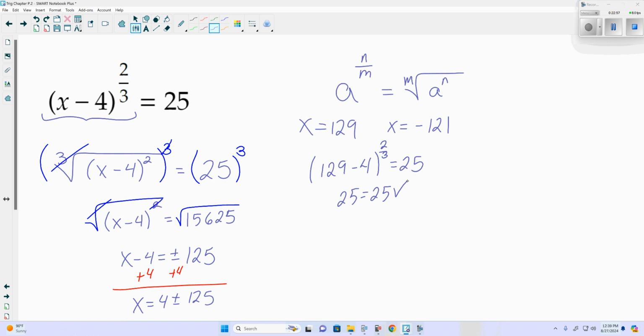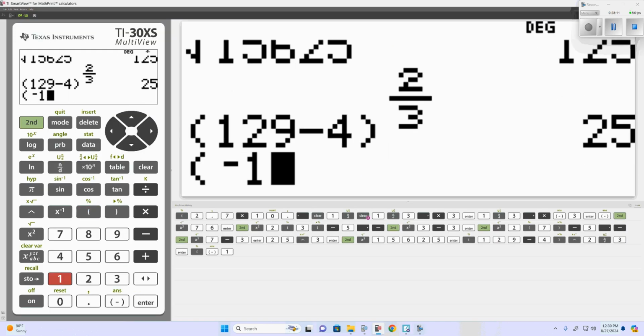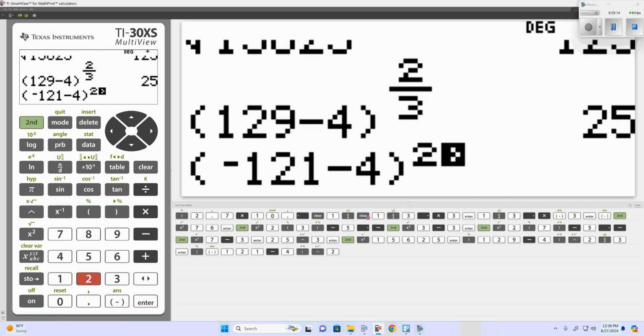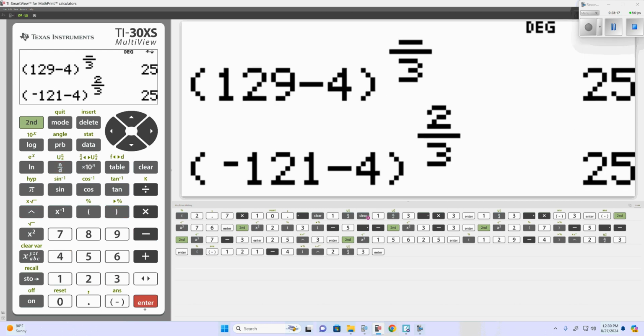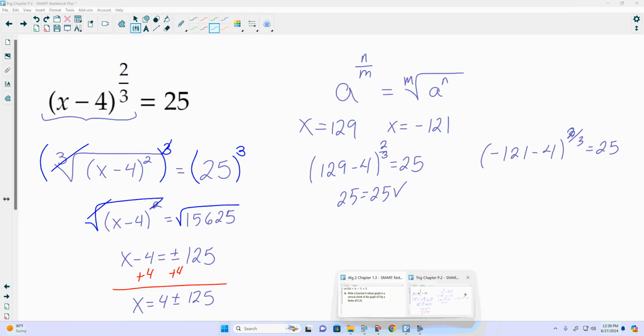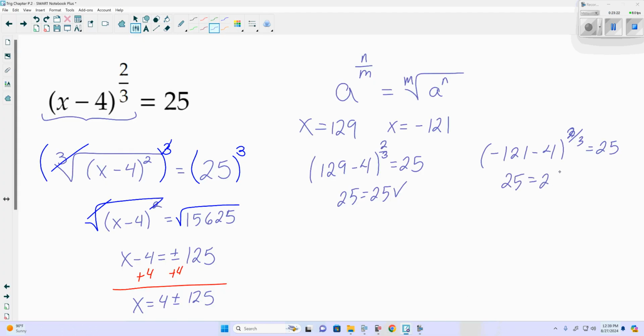25 is equal to 25, so that checks out. Now we are going to do the same thing with negative 121 also. So negative 121 minus 4 to the 2/3, and we should get 25. So this is also 25 equals 25. So both of these are our solutions because they do give us the same result. Questions on this here?